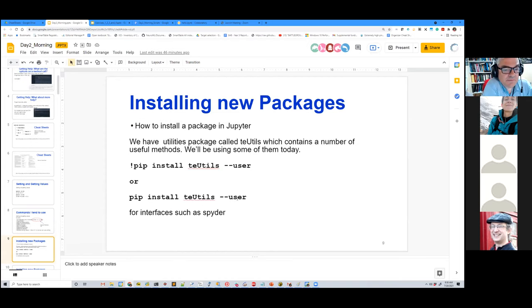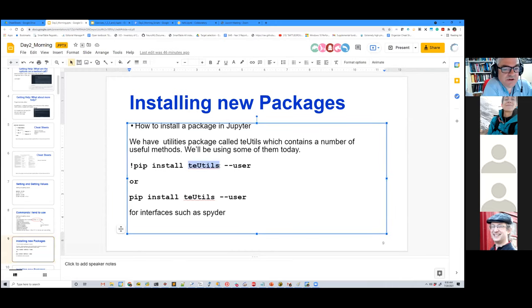We've done some installation stuff. I have a utilities package with things that I use often. This is an example of installing the utility package, so we might do this later in an exercise. It's the usual thing for Python, it's pip install. Whenever you want to install a package in Python, you always use this command, pip install, okay?